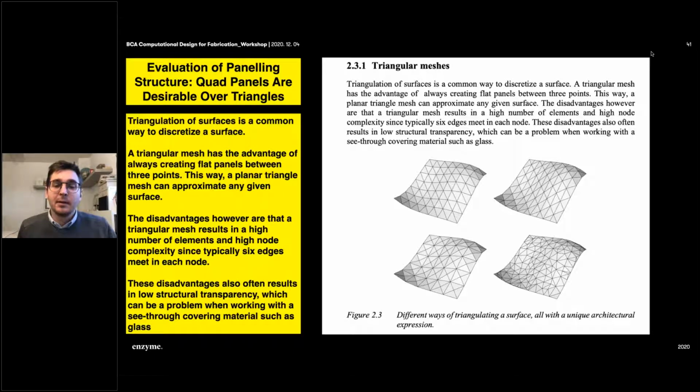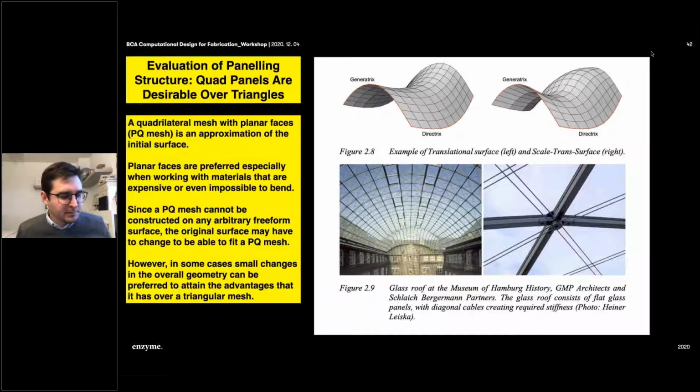But of course, triangular panels are always planar. So it's easy to fabricate, but more difficult to construct and assemble. Whereas the quad panels have certain characteristics that make them more suitable, if possible, for construction.